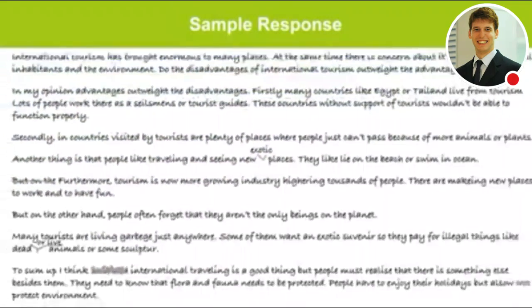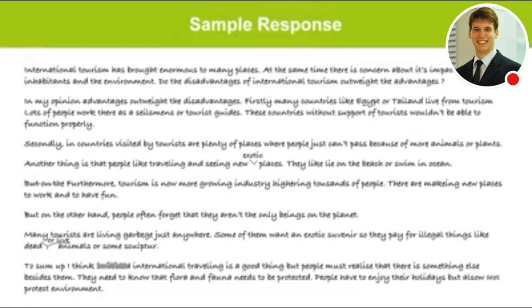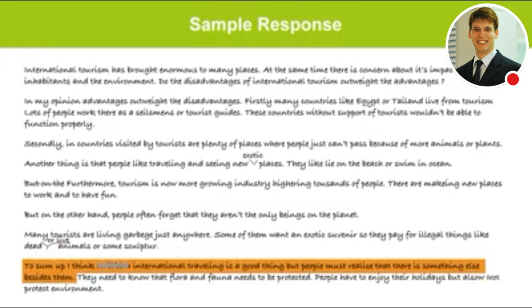Moving on to grammatical range and accuracy. This answer uses a mix of simple and complex structures. For example, "these countries without support of tourists wouldn't be able to function properly." Although there are mistakes, these don't stop you from understanding the message. "Some of them want an exotic souvenir, so they pay for illegal things." And "to sum up, I think international traveling is a good thing, but people must realize that there is something else besides them."